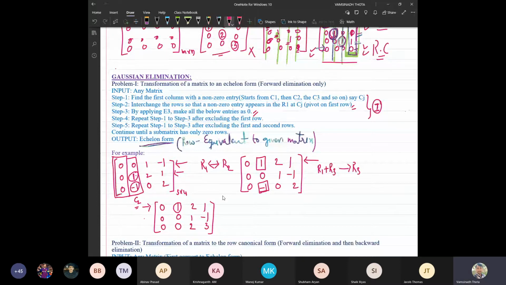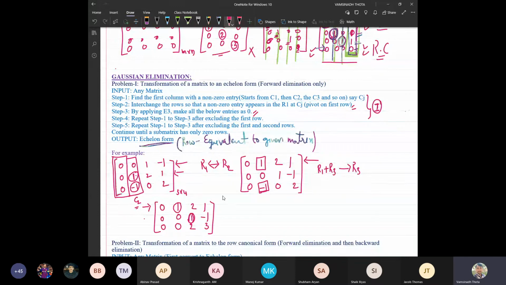So in the second row, first thing what we need to do? We need to find the first column with a non-zero entry. So this one is already 0, 0. Now in this column there is a non-zero entry. In fact, it is already there. It is already a non-zero entry. So the first step is not required. Now what about the second one? If the first step is not there, then obviously in the second step there is no need to interchange. Third one, by applying E3, make all the below entries 0.